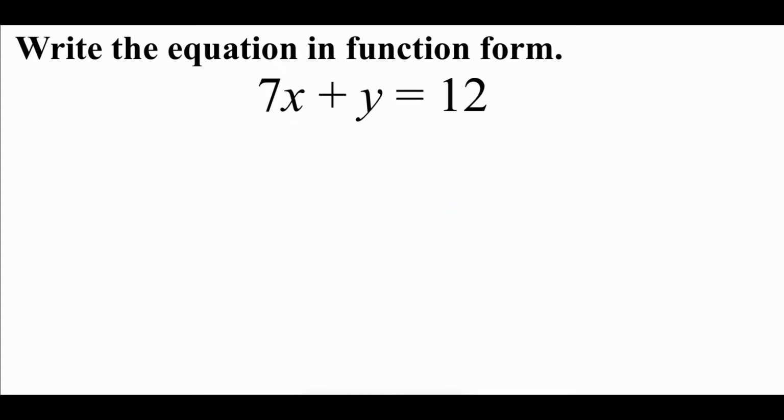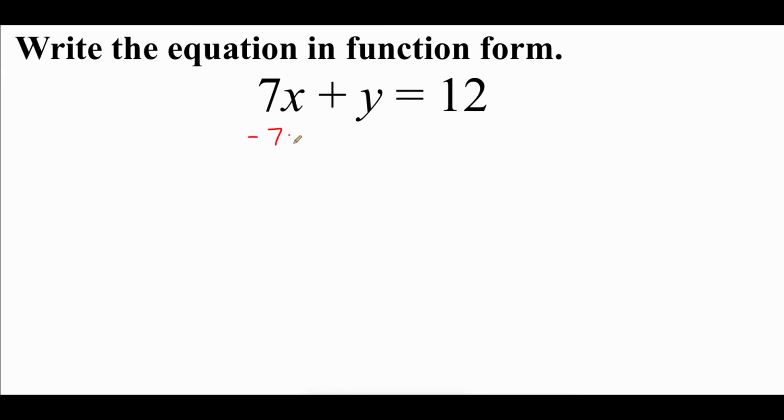In this example, we've got the equation 7x plus y equals 12. Again, we're focusing on getting this written in function form, which means we want to have the y all by itself. So if we look at where the y is located, we have that extra 7x on the left-hand side with our y. So we're going to want to move that 7x over to the other side of the equation. Now that's a positive 7x, so to move that across the equal sign, we're going to have to do the opposite of that, which means we're going to have to subtract 7x from both sides.